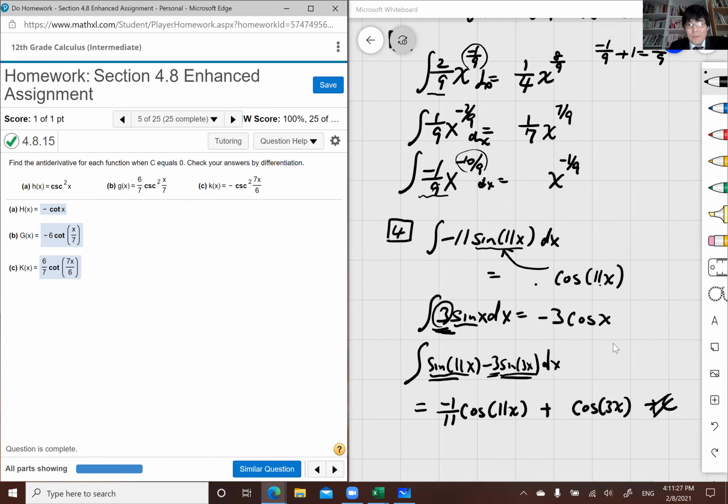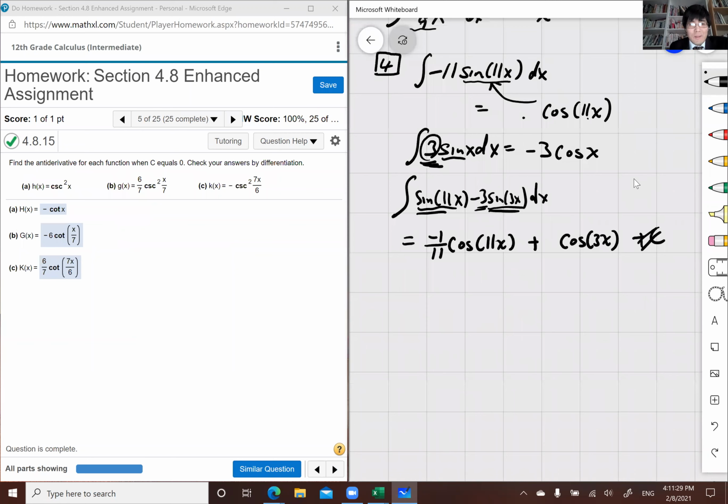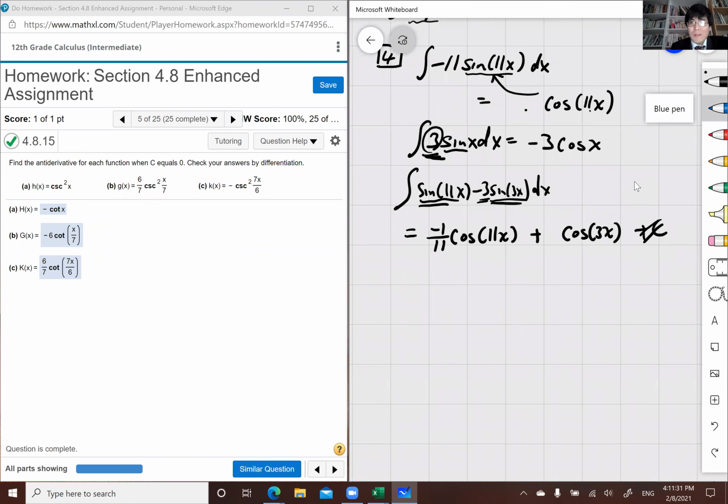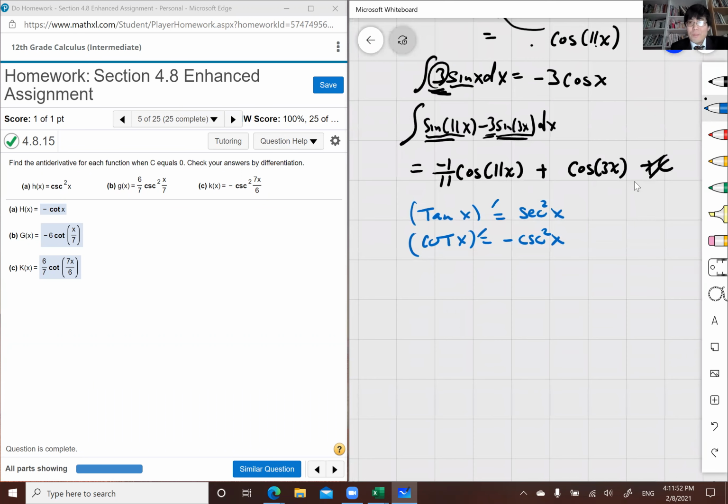Okay, now this looks like a formidable one. So there's two formulas we want to know: the derivative of tangent is secant squared, and the derivative of cotangent is equal to cosecant squared, but with a negative in front. Okay, so that's the key idea.